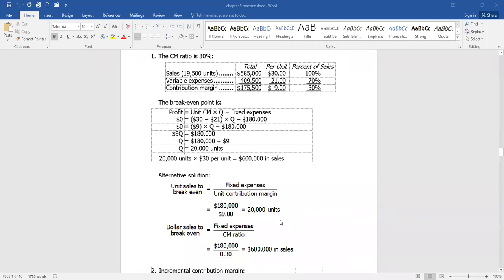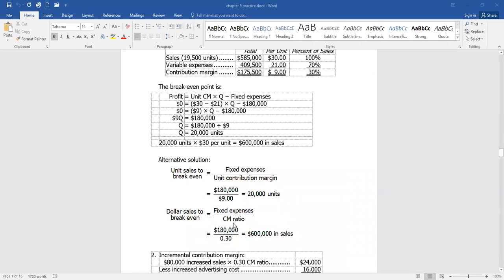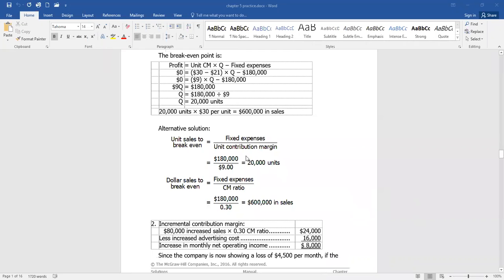How much is that in dollars? Well, instead of using the contribution margin dollar amount, use the contribution margin ratio percentage, divide that into your fixed expenses, and it gives you the amount of dollars you have to sell, which would be the same as 20,000 units times the $30 sales price.